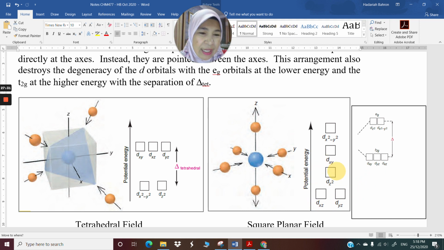So can you see that all the orbitals having z terms become significantly stabilized in the square planar field, whereas the dx squared minus y squared and dxy are still sitting in the octahedral position like before, because they are still there. Nothing changed, only the z terms are changing.